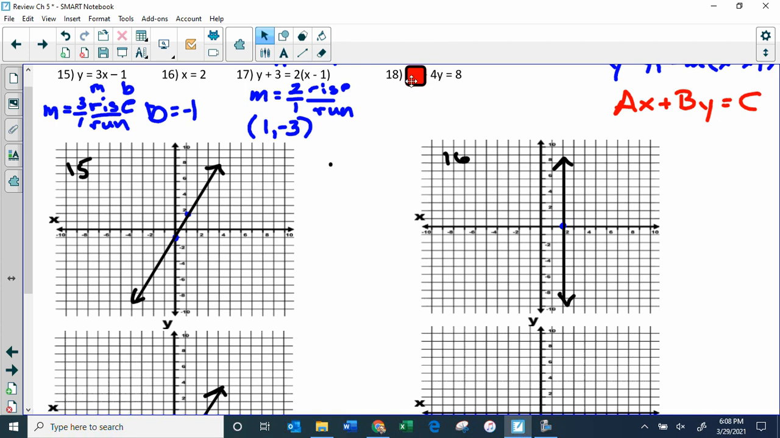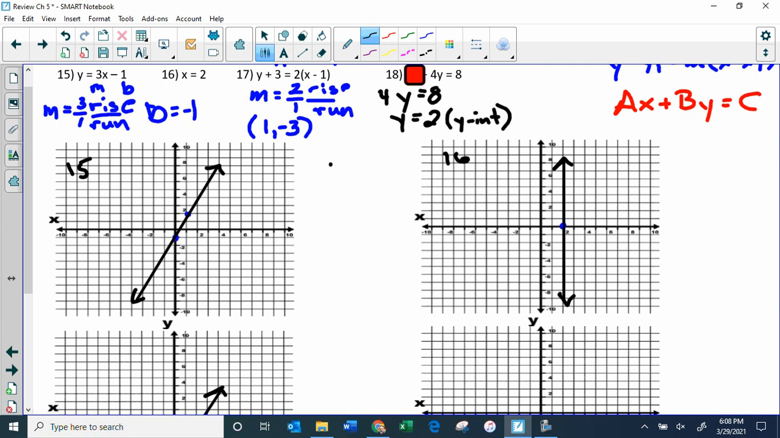So if x was 0, this would go away. And what you'd be left with is 4y equals 8. So 4y equals 8. Divide by 4 and you get y equals 2. That is the y-intercept.